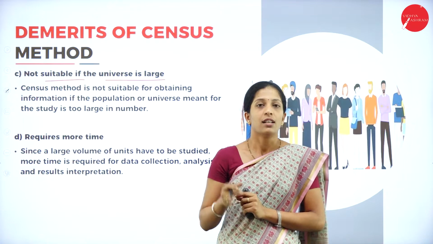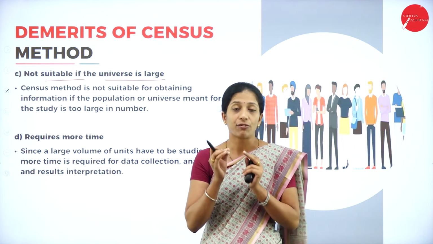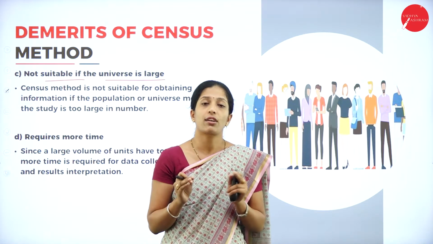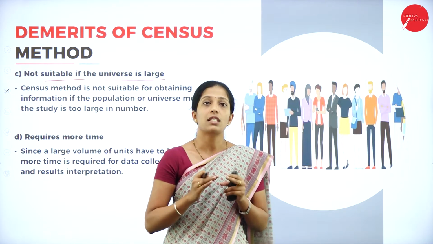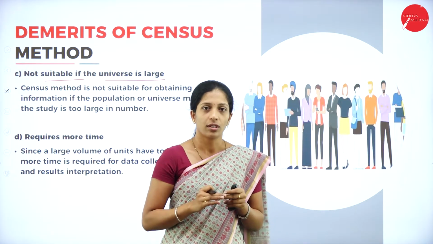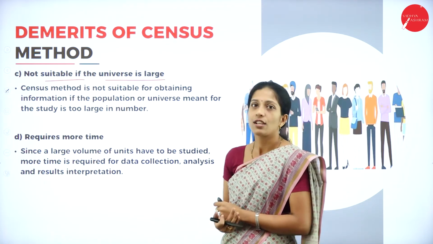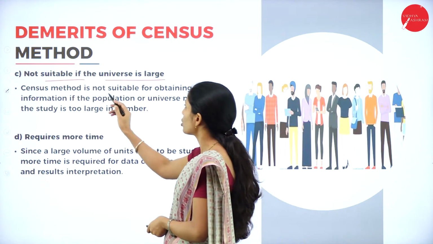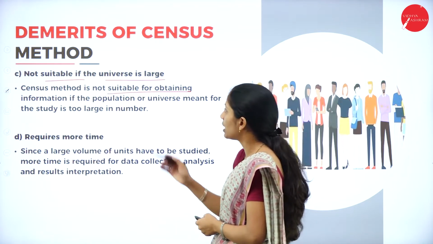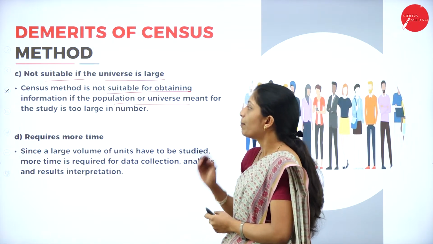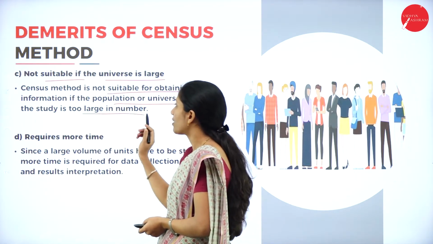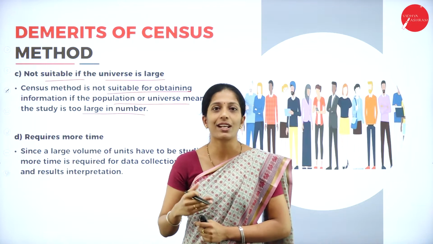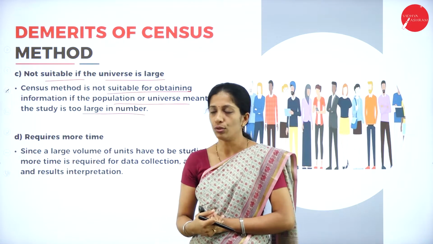It is very difficult. Suppose, as I have told you, if it is specified for a particular district, then somehow they can collect the information. If it is specified for a state also, it is difficult for the researcher, because in the state also the population is too huge. In that situation, it is not suitable where the universe is too large. So, the census method is not suitable for obtaining information if the population or universe meant for the study is too large in number. Suppose they want to collect the information from 5 states. It is very difficult for them because the population is too large.